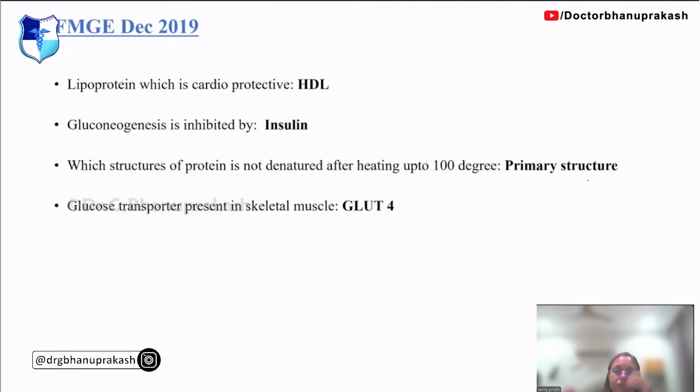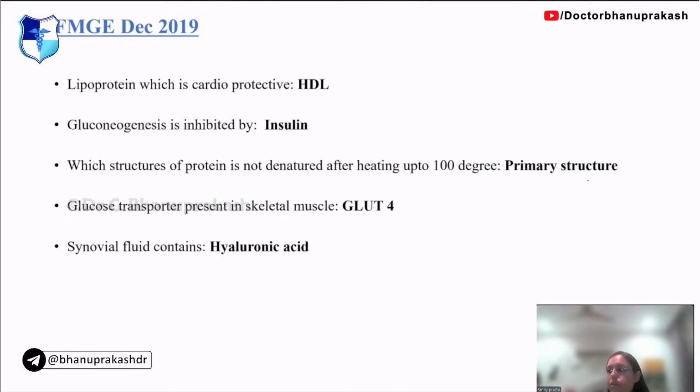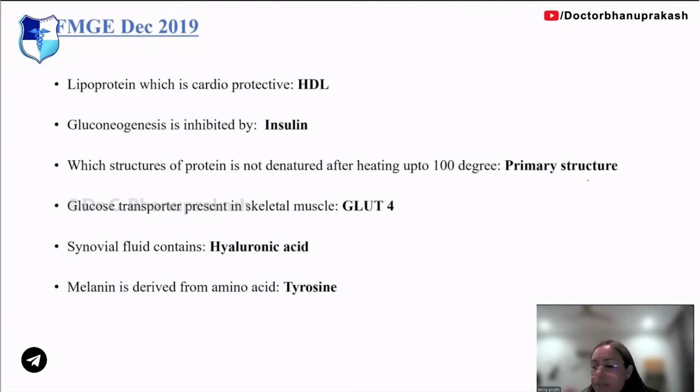Glucose transporter present in skeletal muscle is GLUT4. So GLUT4 is present in cardiac muscle, skeletal muscle, peripheral tissue basically, right? Synovial fluid contains hyaluronic acid, I already told you. Melanin from tyrosine and melatonin from tryptophan.